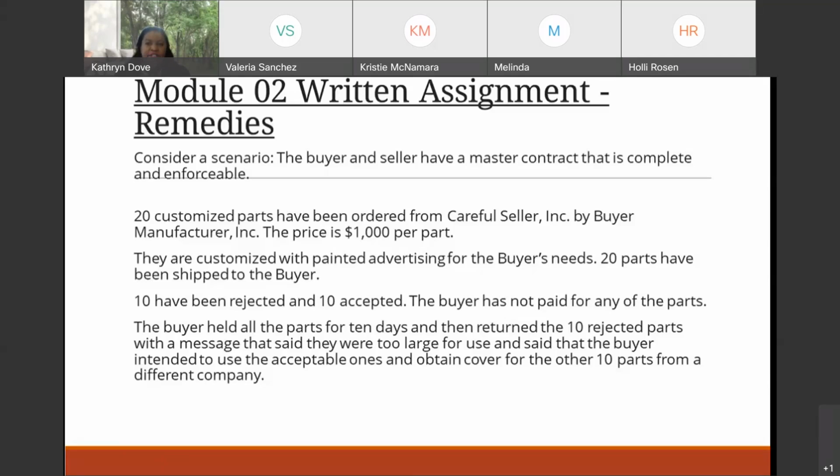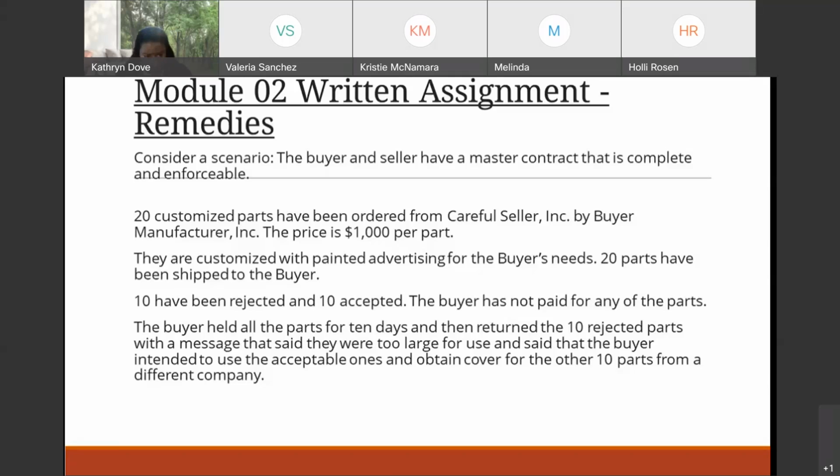Absolutely. The seller can cure the defective shipment within a number of days specified by the contract. So yes, all is not lost. If that first shipment isn't perfect, all is not lost. Under the UCC, the seller has the opportunity to cure the shipment by sending 10 properly painted advertisements. So if the seller does that, then there's been no breach of contract and the seller has fulfilled their obligations. And then the buyer would have to pay for all the parts.